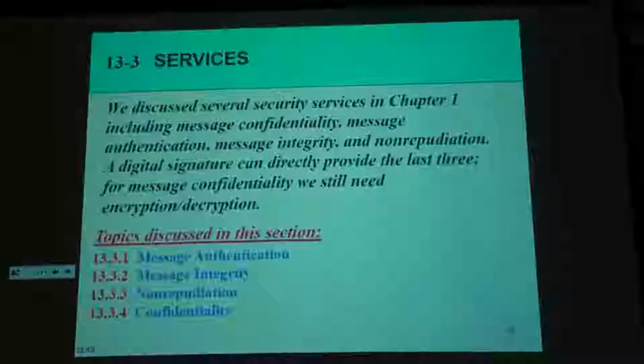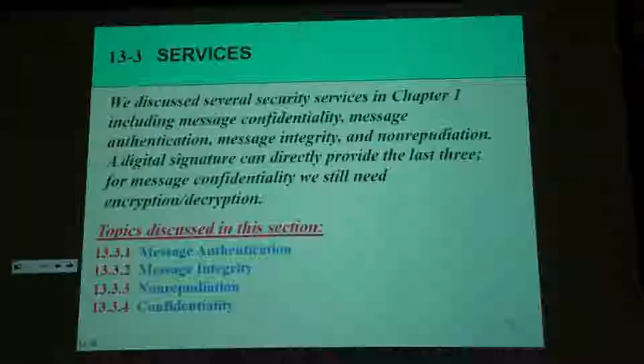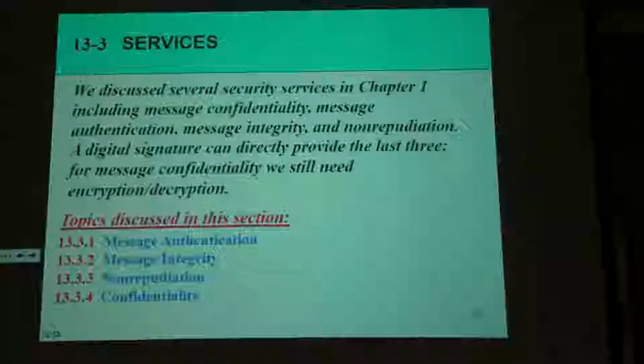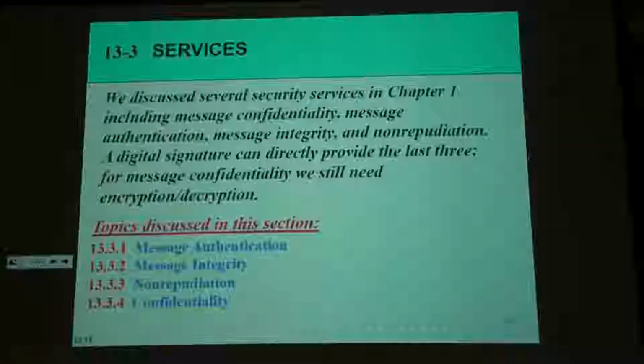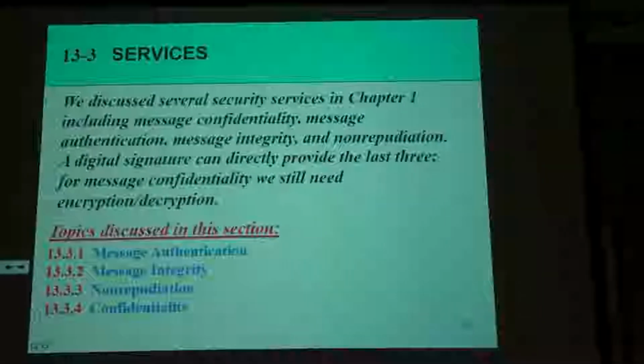All right. So let's take a look at the services. We discussed several security services and mechanisms in the very first chapter, if you remember. So what we spoke about: message confidentiality, that's encrypting the message to be confidential. Then we spoke about non-repudiation. What is non-repudiation? That the sender and the receiver cannot claim, I did not send it, or, no, I did not receive it. So they cannot deny that.